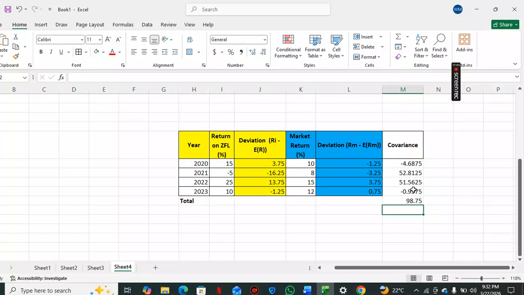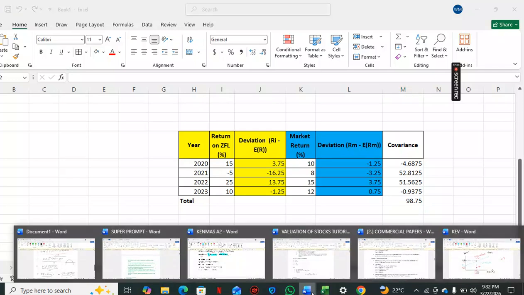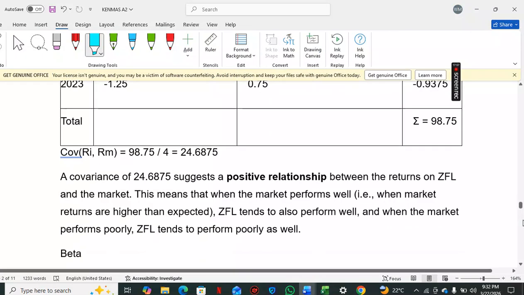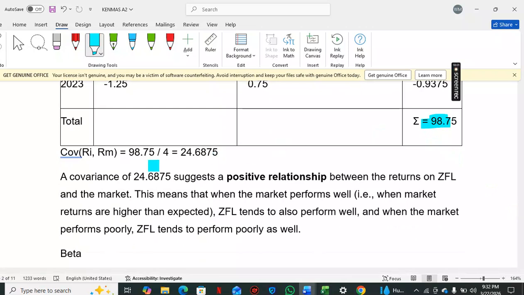After you multiply the deviations for both, add them. Then after you add them, divide by n, which is 4. So this 98.75 divided by 4 gives you 24.68.